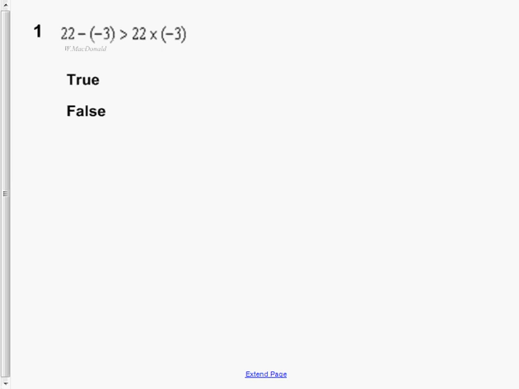Okay, this is an integer review for those of you who are going to do the retest. This is your practice questions. The first two questions are true and false, and it says true or false.